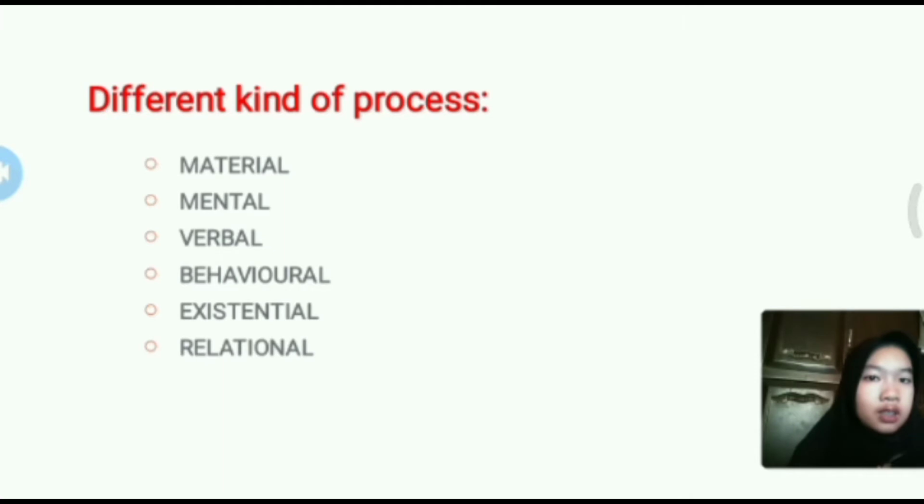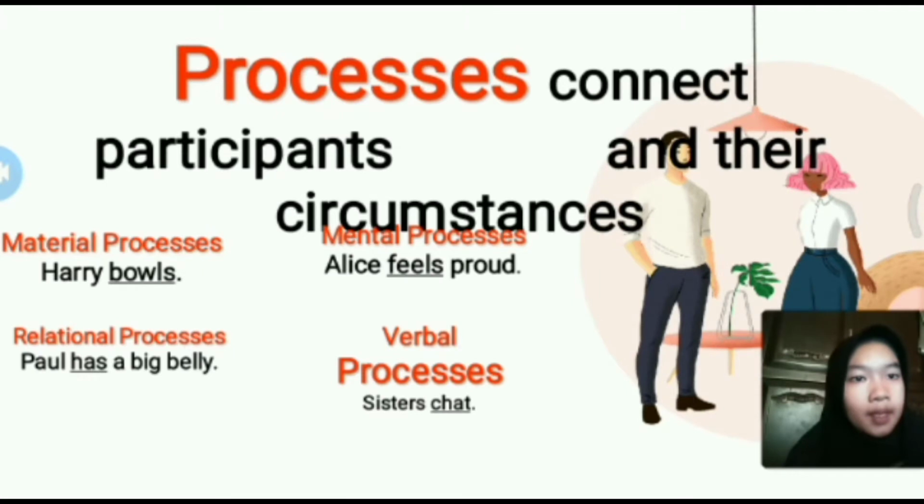So we have six kinds of process. They are material, mental, verbal, behavioral, existential, and relational. Processes connect participants and their circumstances. Material processes: Harry bowls. Relational processes: Paul has a big belly. Mental processes: Alice feels proud. And verbal processes: Sisters chat.